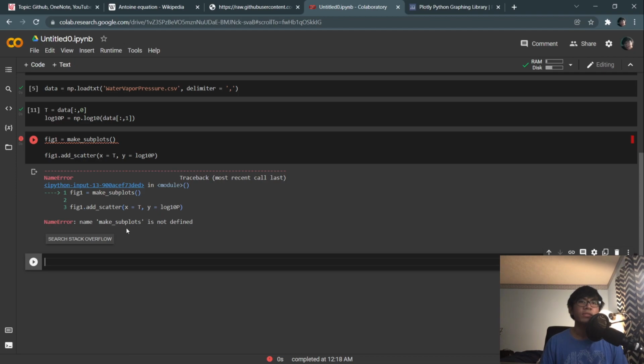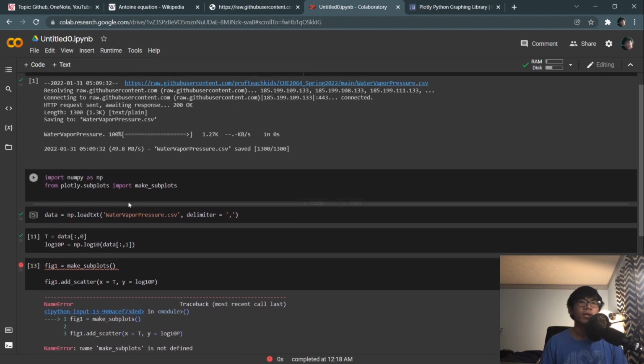Now, if I shift evaluate it, oh, another. make_subplots is not defined. Oh boy, where did I make a little mistake again? Make subplots, make subplots, subplots. Not log 10. Something is wrong.